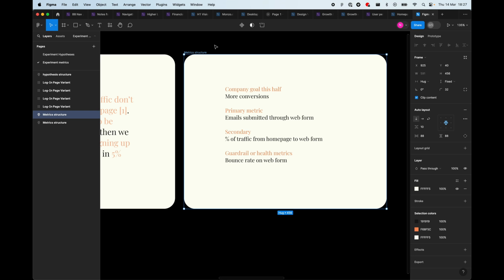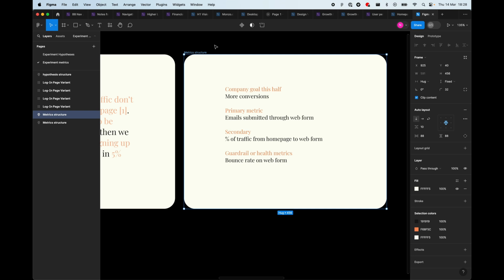The secondary metric is the percentage of traffic from the homepage to the web form. This is considering the wider customer experience, the wider journey. It's not the one metric that we're focused on, but it's something we deeply care about because it might help us with future experiments or changes to the journey. For instance, if this secondary metric went down and that primary metric went up, that might lead us to believe that there might be an issue with getting into that journey rather than the actual change that we've made. Then we'll shift our focus to that part of the journey next time.